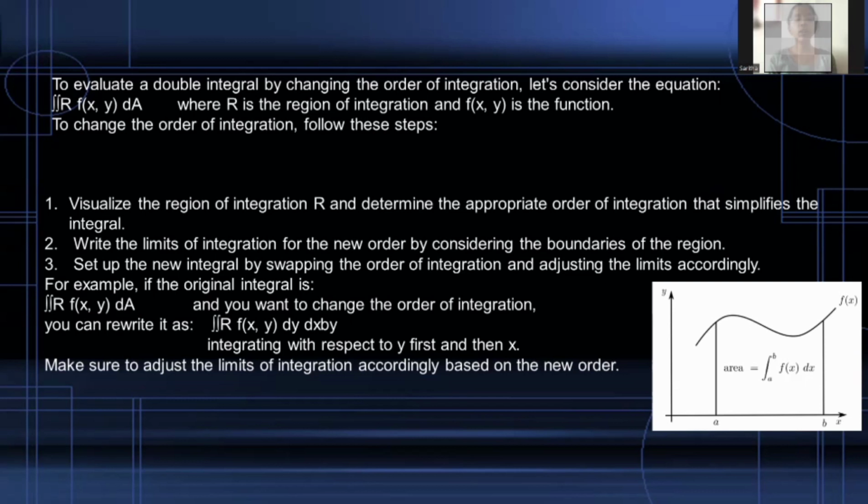For example, if the original integral is the double integral over R of f of x, y dA and you want to change the order of integration, you can rewrite it as the double integral over R of f of x, y dy dx, by integrating with respect to y first and then x. Make sure to adjust the limits of integration accordingly based on the new order.